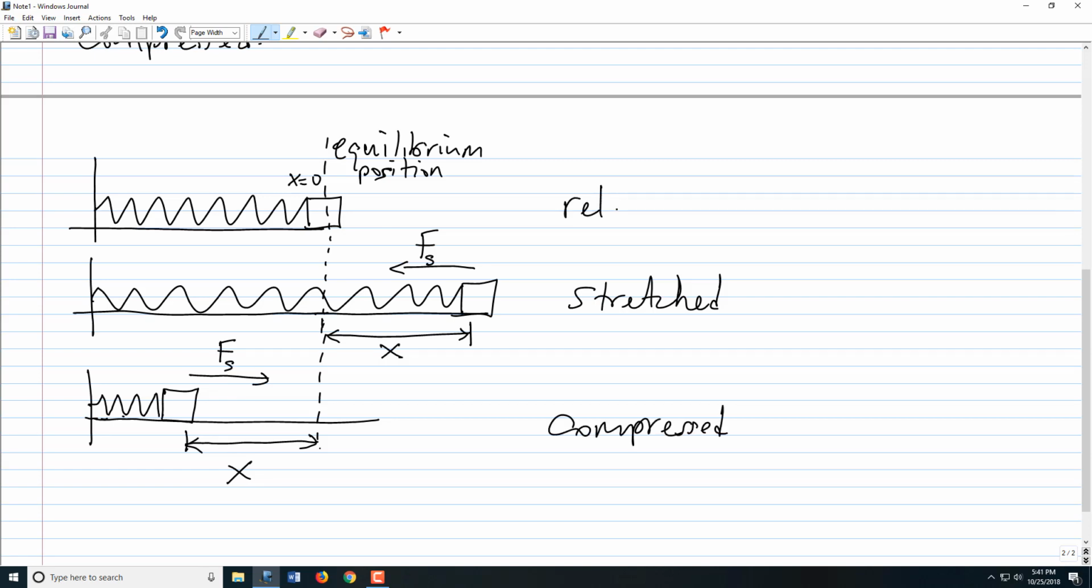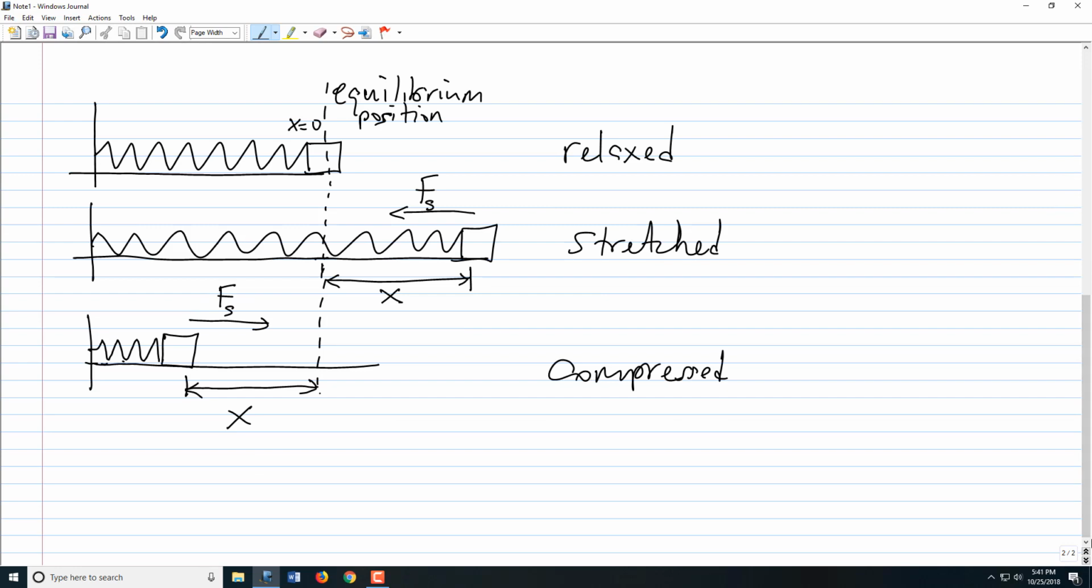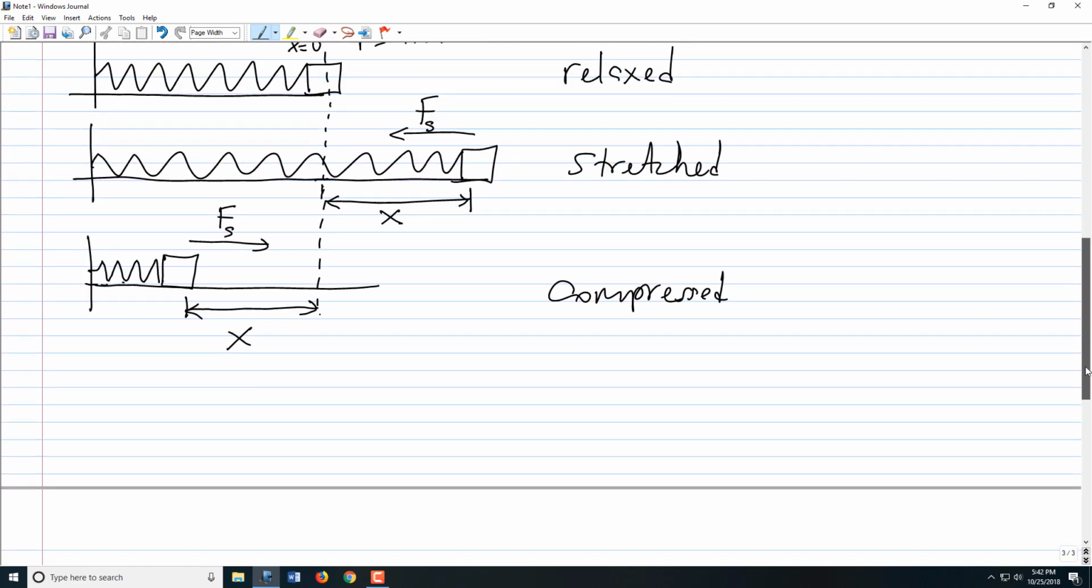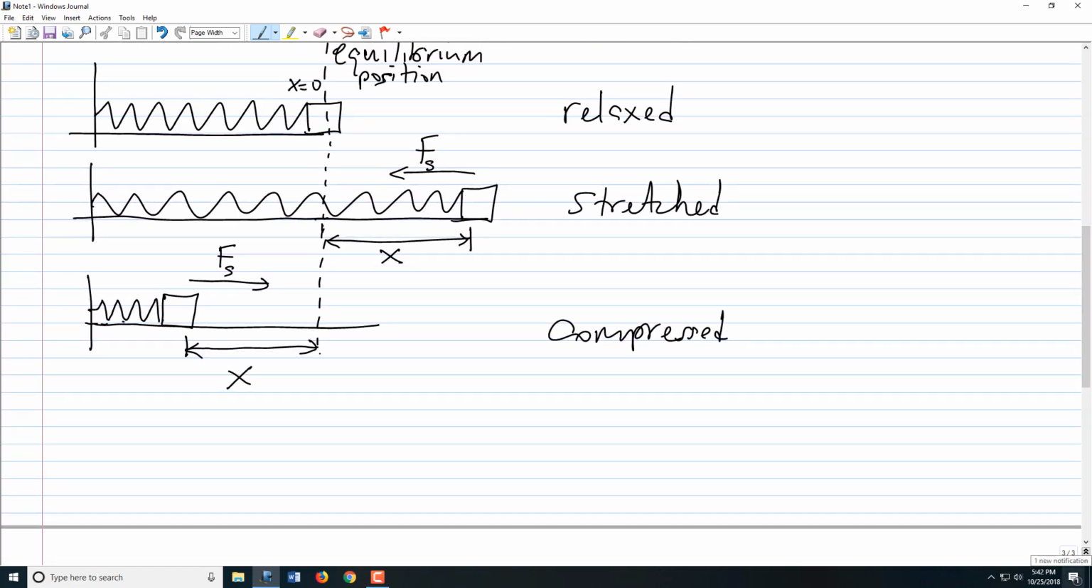This is relaxed. So now, as I mentioned, when the spring is stretched by stretching the mass one way or the other, there is a force that acts on the mass to push it toward equilibrium positions. And when it is compressed, the force F subscript x acts to push it back toward equilibrium position. So the force Fs is always acting opposite to the direction of the motion of the block. And this force is given by Hooke's law.